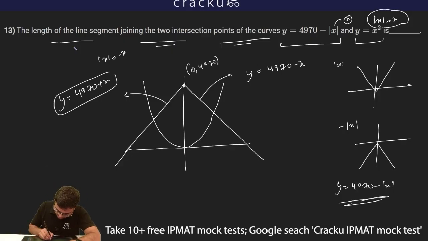Now I have to find out the intersection points. This point and this point I have to find out, and I have to find the length of the line segment joining these two intersection points. So I have to find the length of this line.